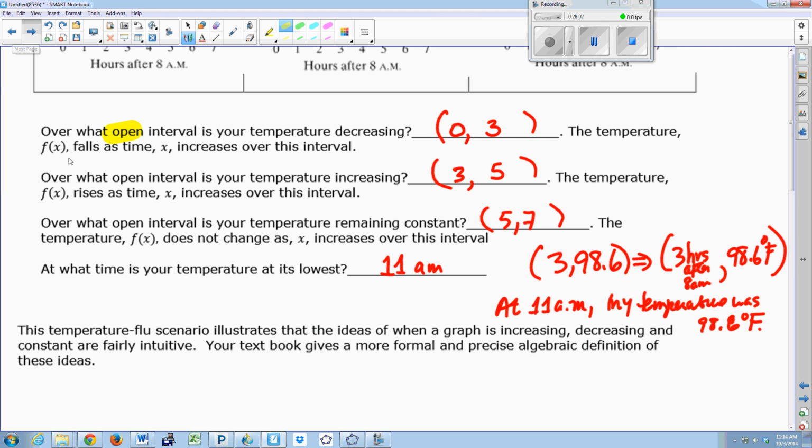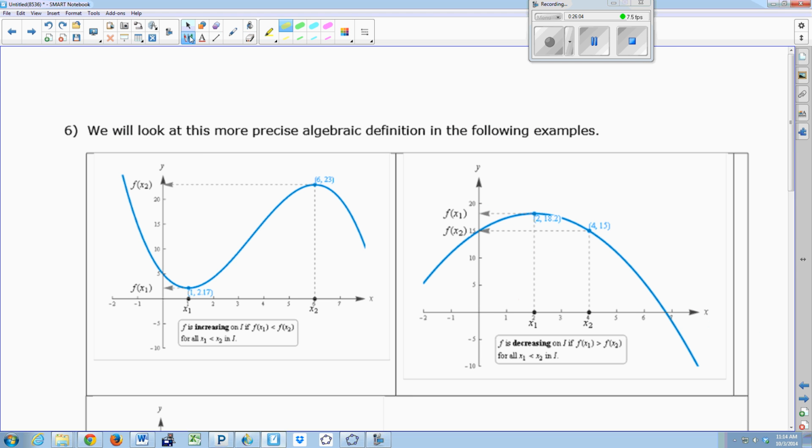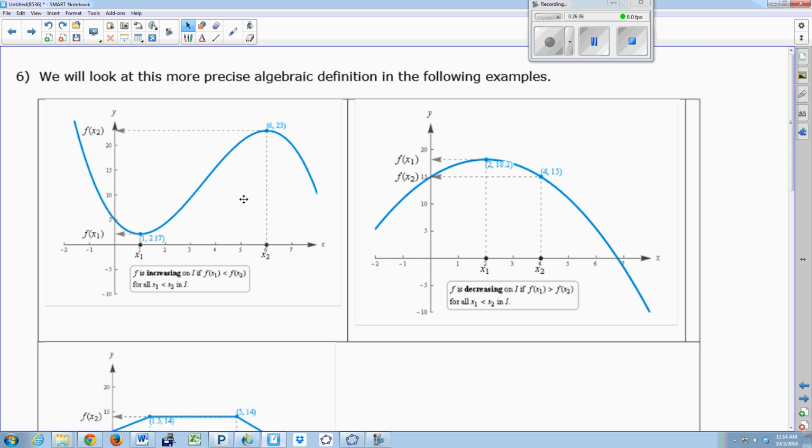The next picture here shows you the precise algebraic way to define increasing and decreasing. You read that over, it's in your textbook. It's exactly what we just did, but it looks a little scarier because there are no numbers. It's all in terms of x1s and y1s and f of x1s and f of x2s.